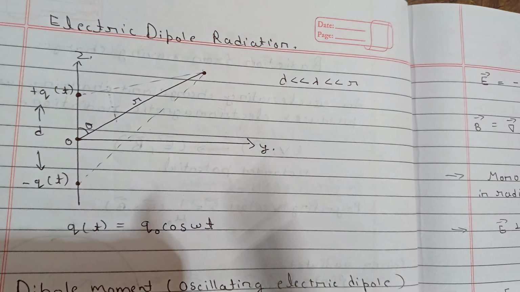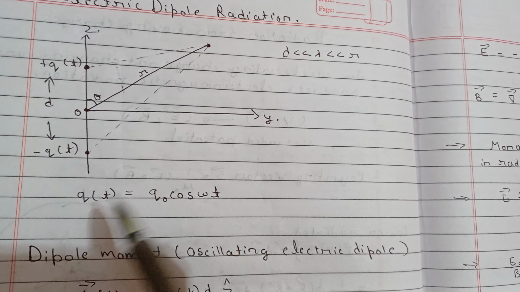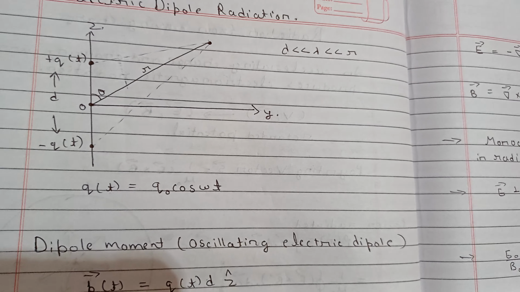So this distance is very large. Now if the charge equation is given in this way, meaning the charge is changing with time, we just assume q(t) is q naught cos omega t.